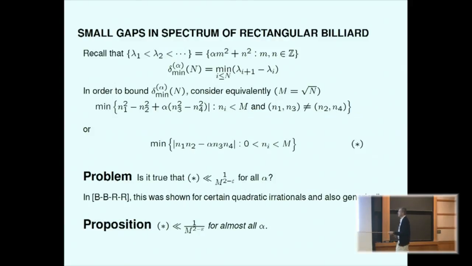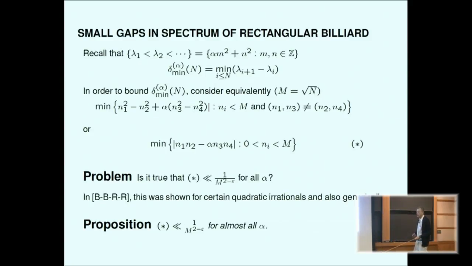What makes sense there somehow is to write n1 square minus n2 square and n3 square minus n4 square as a product. We just make a change of variables. So we're really looking at the minimum of n1 and 2 minus alpha n3 and 4, where the ni's are bounded by m. And so there is a question, is it true that for all alpha, so what you would expect here is that this minimum could be like 1 over m square, or close to that.